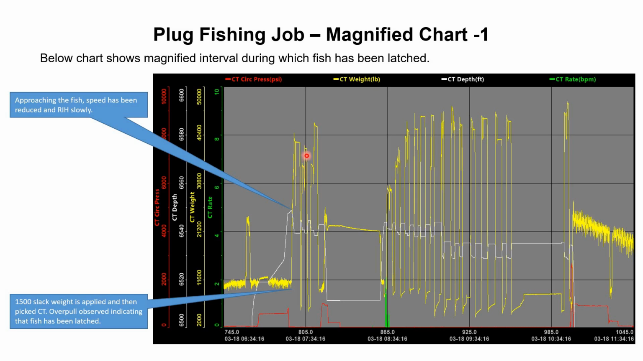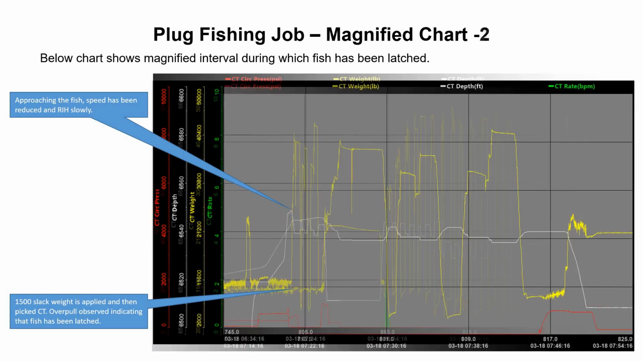Again we observed the overpull, which indicates that we have latched the fish. We have confirmed the fish 3 times. This is the first overpull, second overpull, and this is the third overpull. So in this way we have latched the fish in this particular interval. Now we'll further magnify this part and see.